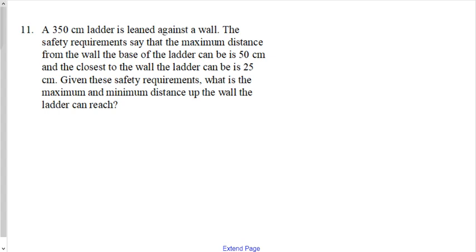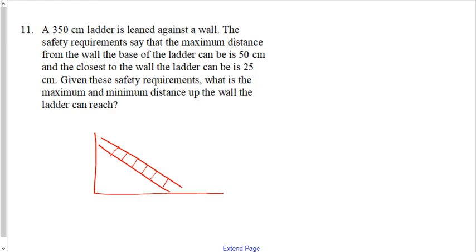Question 11 is the first of our 4 story problems that we've practiced ad nauseum. It's not the first time you've seen it. It's like the 9th time. A 350 centimeter ladder. So I know from what I've been talking about before, this is the picture. We've done it enough that you know that's what we start with, correct?